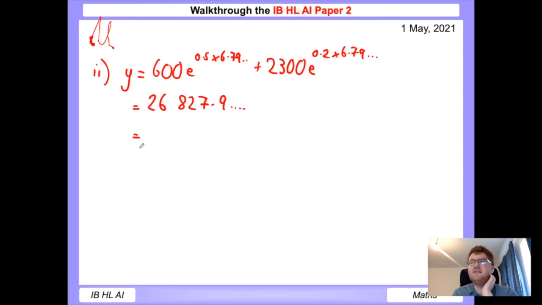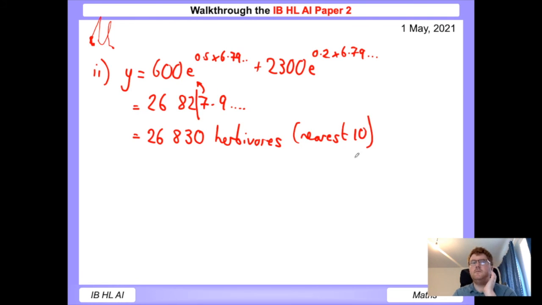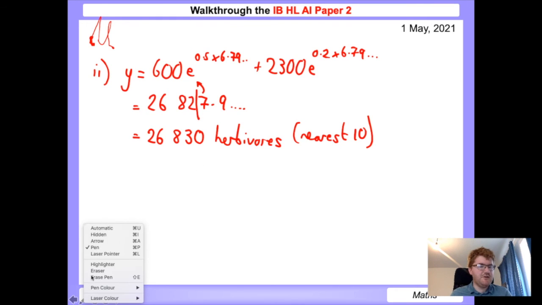Remember, the question wanted us to the nearest 10 herbivores, so we are going to round here. So the 7 is going to round the 2 upwards, so we get 26,030 herbivores to the nearest 10.